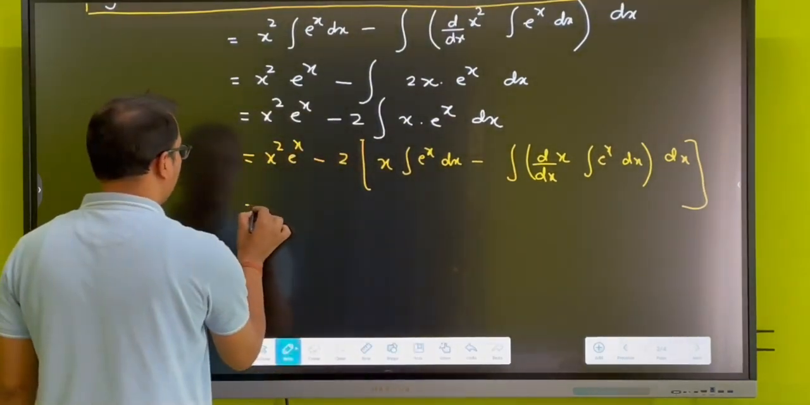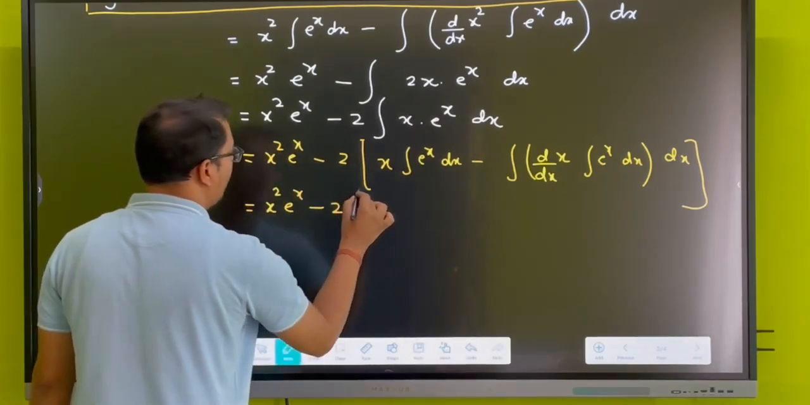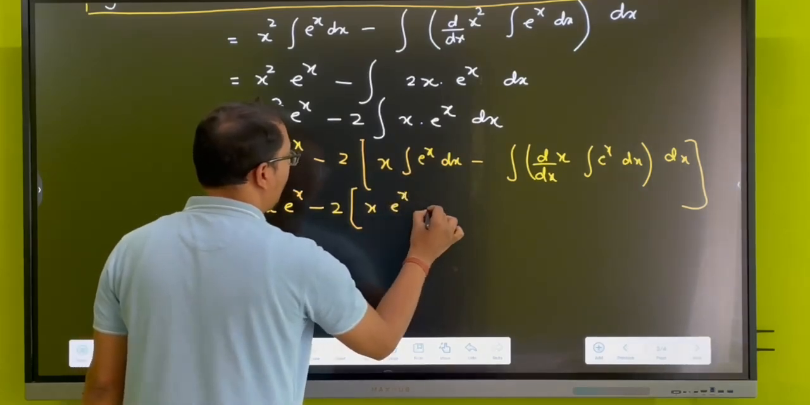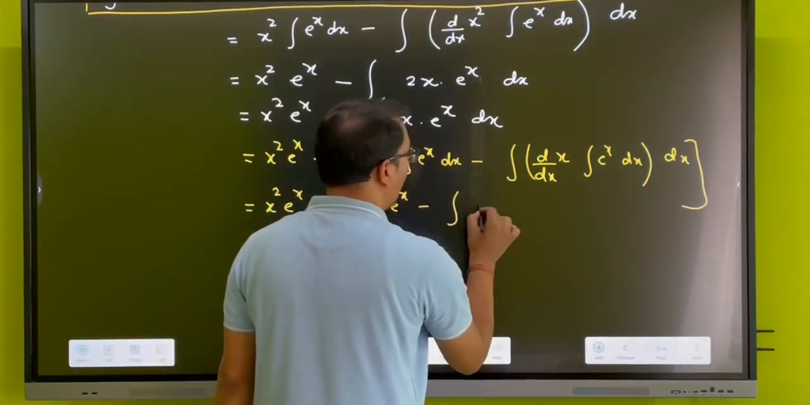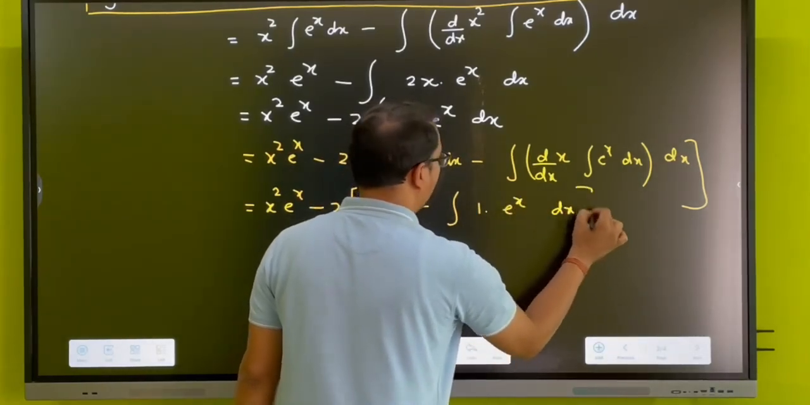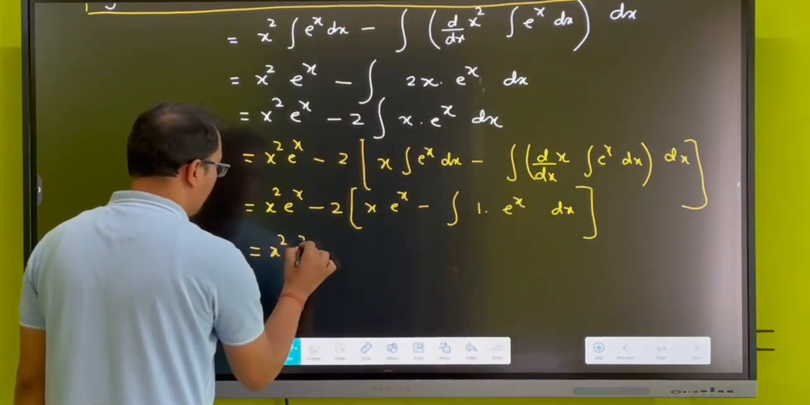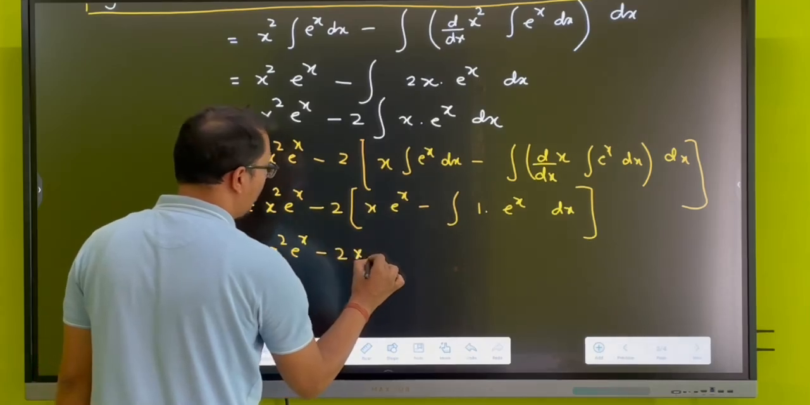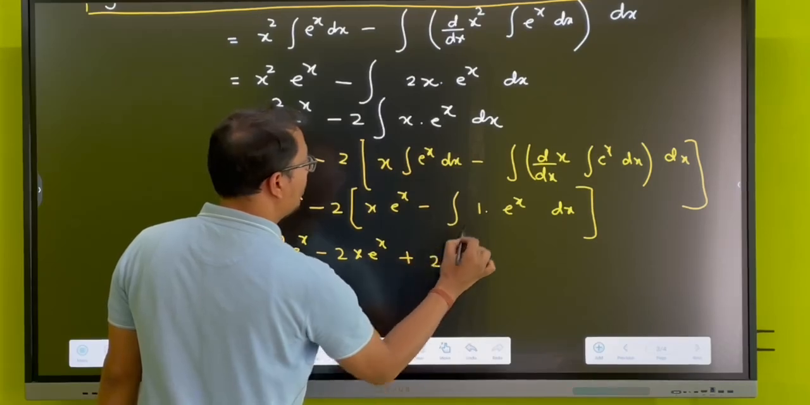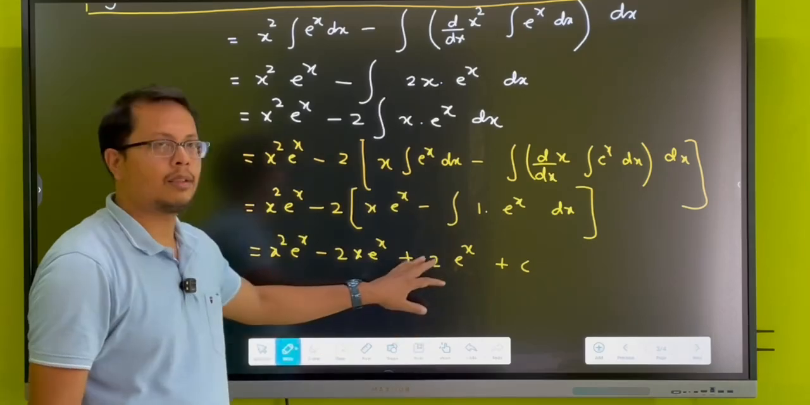So this will be x squared e to the power x minus 2 times x times the integration of e to the power x, which is e to the power x, minus d/dx of x is 1, times e to the power x dx. So this will be our last step: x squared e to the power x minus 2x e to the power x, minus times minus is plus 2 e to the power x, plus c. So students, this is our answer.